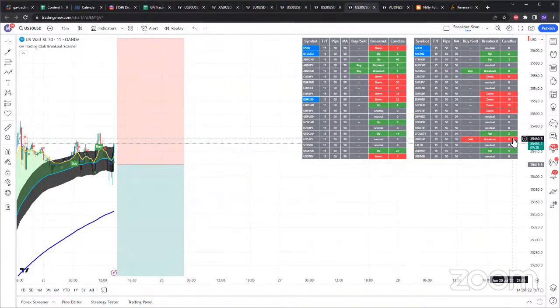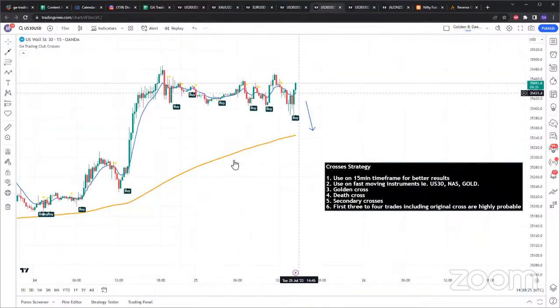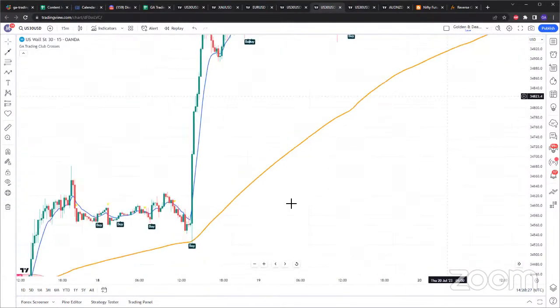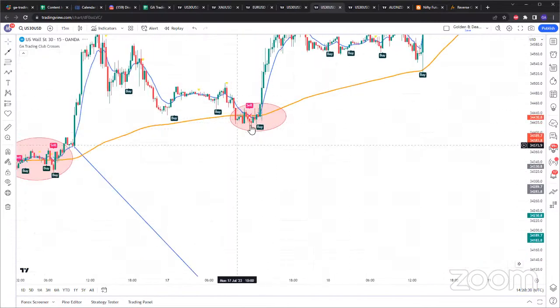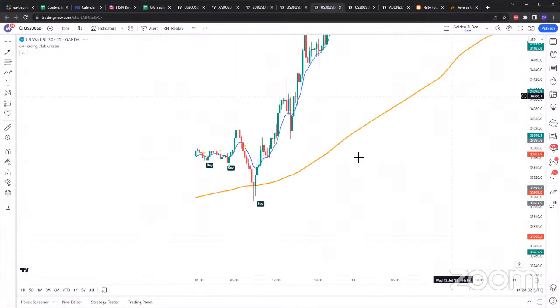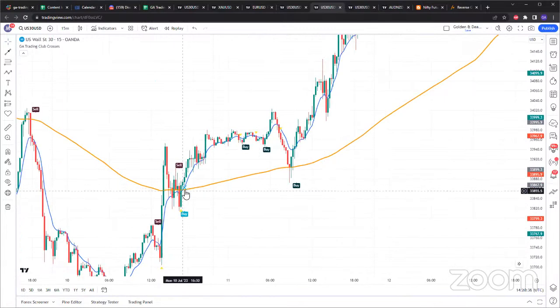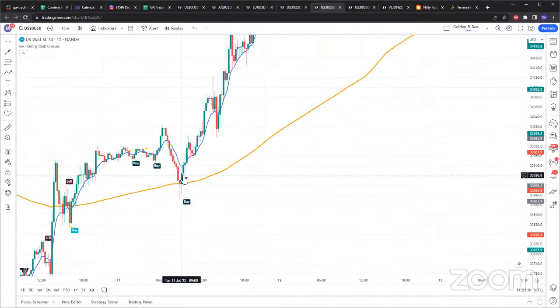Let's see. This is US 30, so let's see when that buy was. I don't want this one because this is pretty much a fake out. I want a clean one, so this buy right here. This was on Monday, 10th July, right? So if we go to the breakout, actually the first four, right? So full TP right here. 1, 2, 3, 4. So the first four buys have already hit full TP.